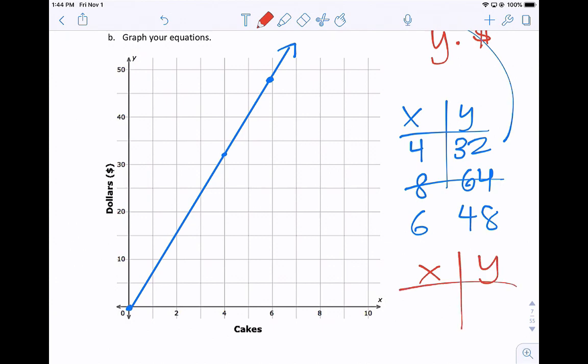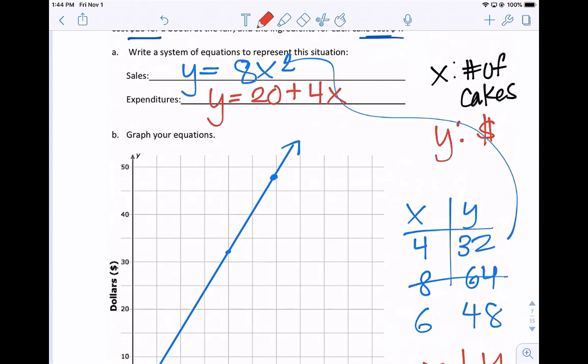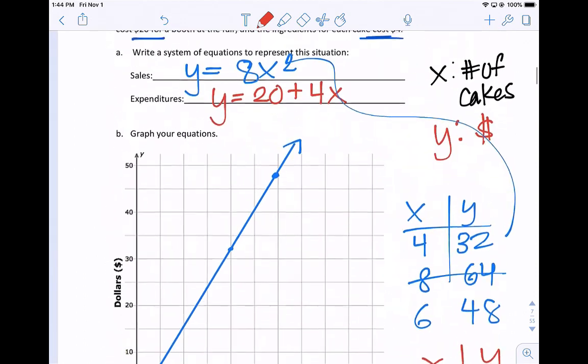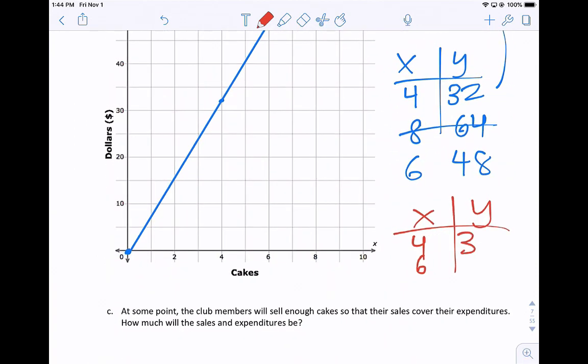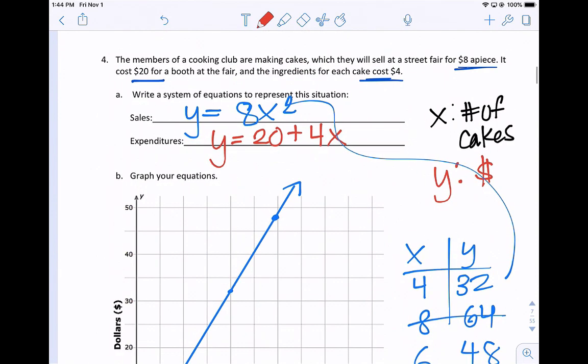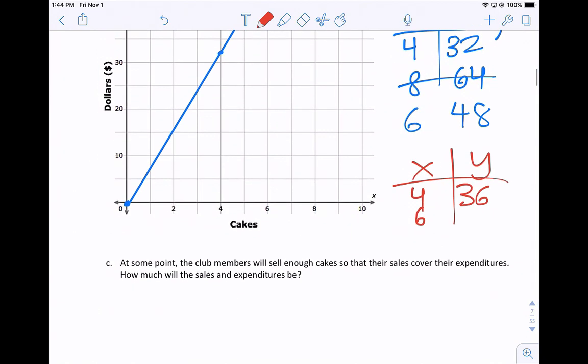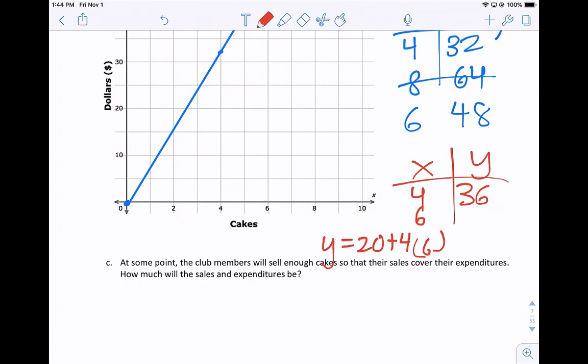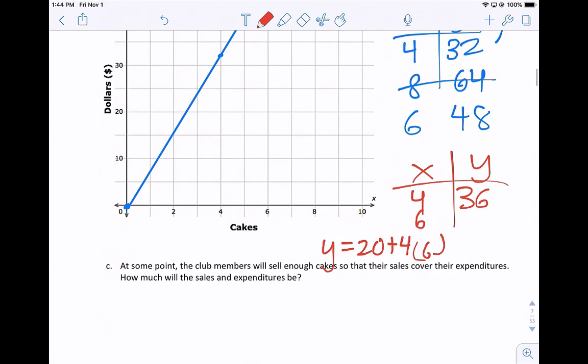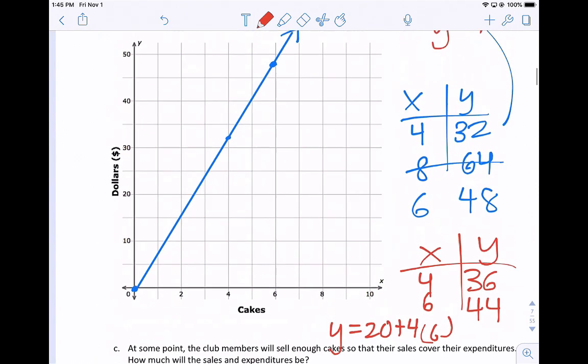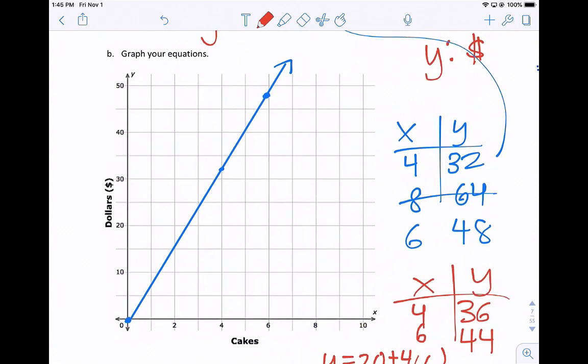I will just pick points. I did 4 and 6. I'll do them again and plug in. What is 20 plus 4 times 4? That would be 36. Okay, so I'm going to write down 20 plus 4 times 6. 20 times 4, okay, that's right. And that would be 44.